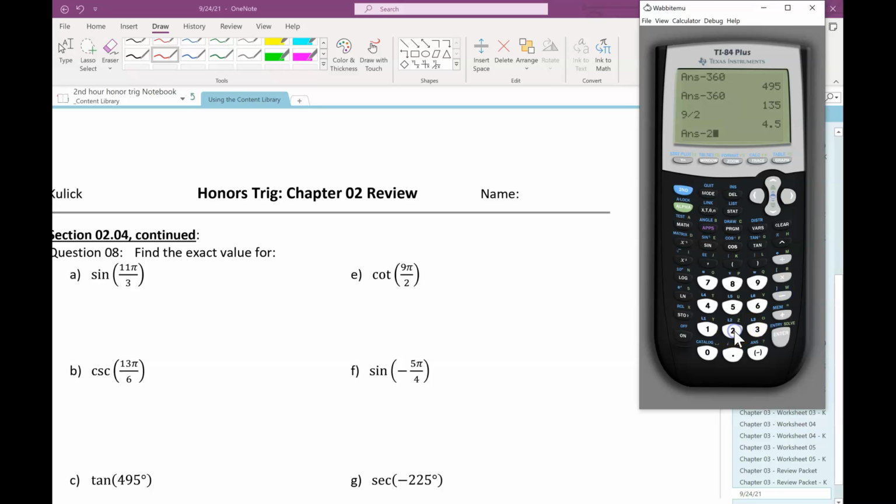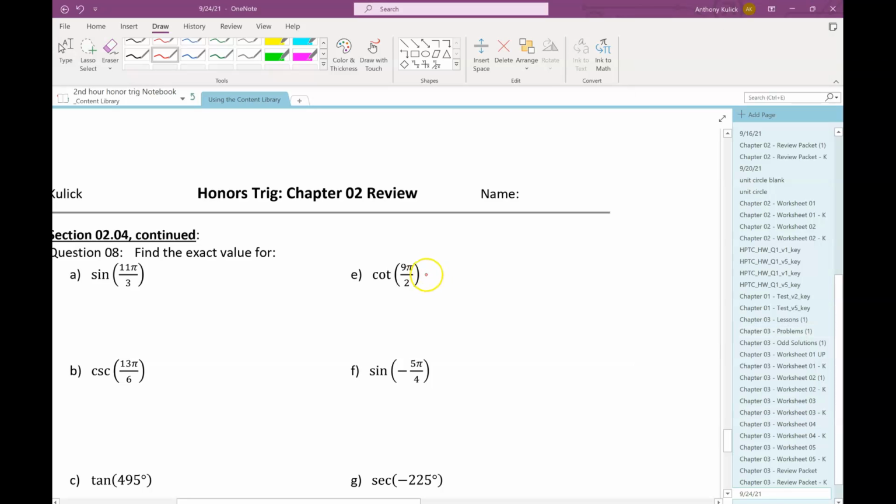So I'll just do this on my calculator. Again, I'm dropping the pi's. Instead of writing 9 pi over 2, I'm just going to write 9 over 2, and instead of subtracting 2 pi, I'm just going to subtract 2. I'm looking to get an answer between 0 and 2. One subtraction is not enough, two subtractions is. You good with that? Okay, turn that into a fraction. So this is the same thing as cotangent of pi over 2.